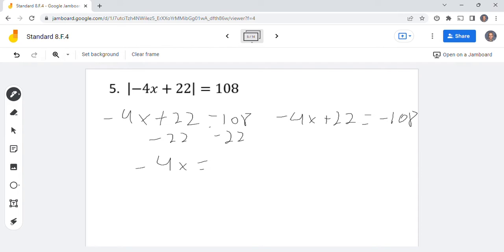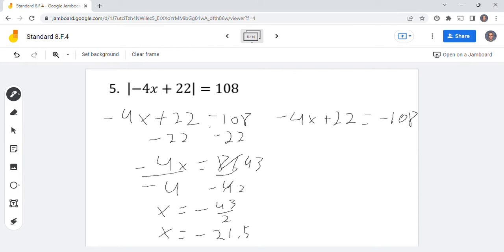108 minus 22 is 86. We're going to finish this out by dividing by negative 4. So we could simplify this. 2 goes into both of those. 2 goes into 4 twice. And 2 goes into 86 43 times. So we could leave it as negative 43 halves. Or we could divide that out into its decimal form. That would give us x equals negative 21.5.